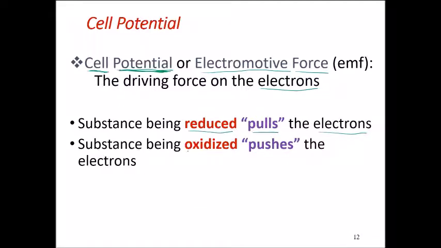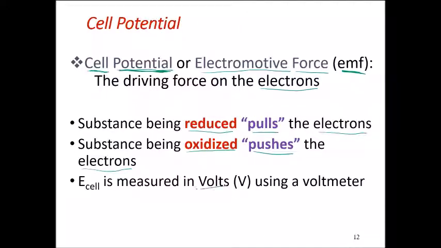The substance being oxidized is going to be pushing the electrons across over to the other side. So it's a combination of the pulling of the reduction reaction and the pushing of the oxidation reaction that causes this electromotive force, or EMF. And that's how we can get the electrical current to go, the electrical energy to flow. Now, E cell is measured in volts, that voltage V, and we use the voltmeter to measure that.